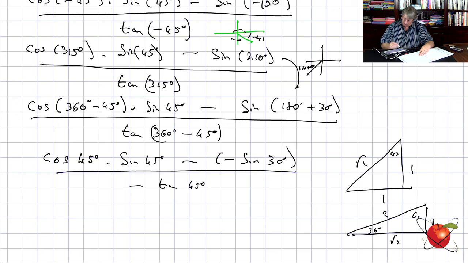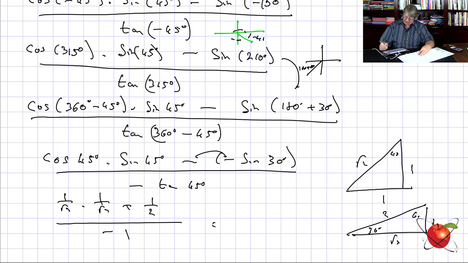Now, cos of 45 is adjacent over hypotenuse, 1 over root 2 times 1 over root 2. Okay. Plus, that's going to be a plus because it's minus times a minus. Sine of 30 degrees is going to be equal to opposite over hypotenuse, which is a half. All divided by minus 1. So 1 over root 2 times 1 over root 2 is a half, plus a half over minus 1 is minus 1 as the answer.